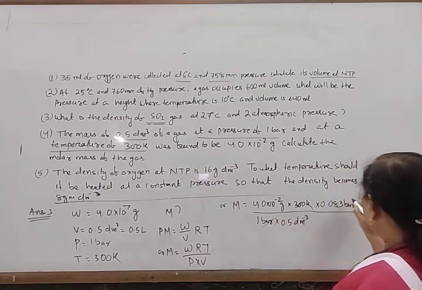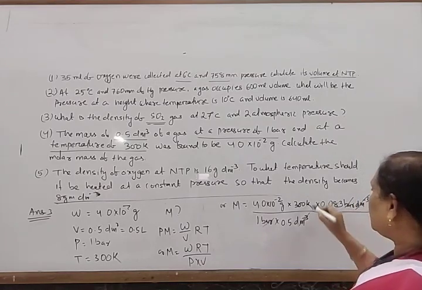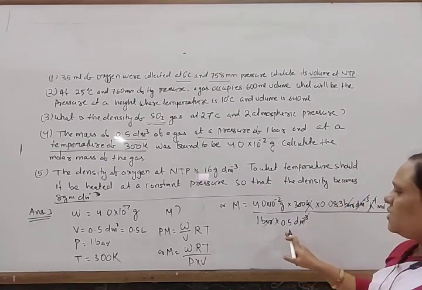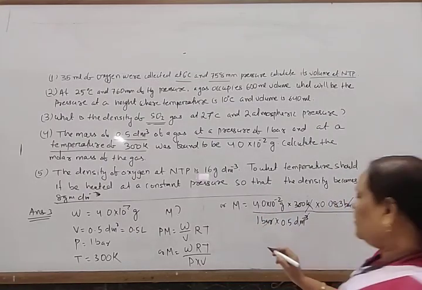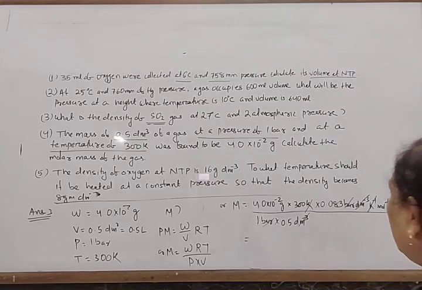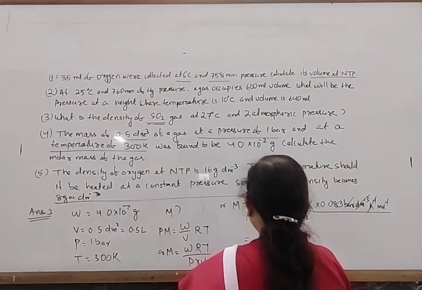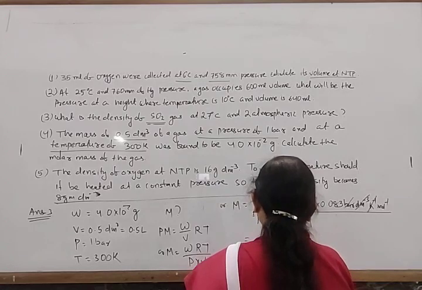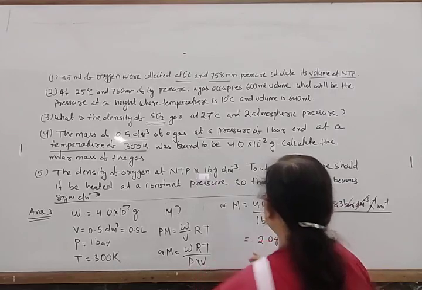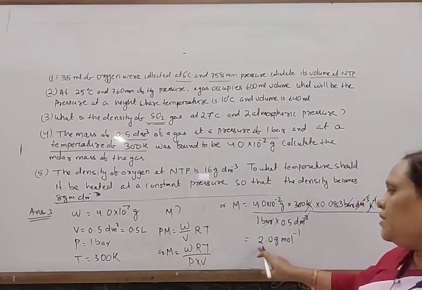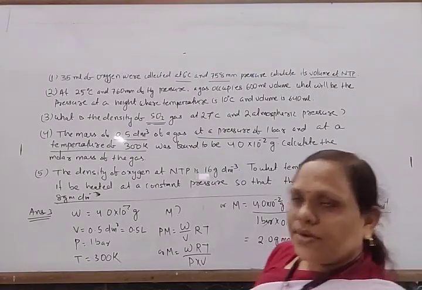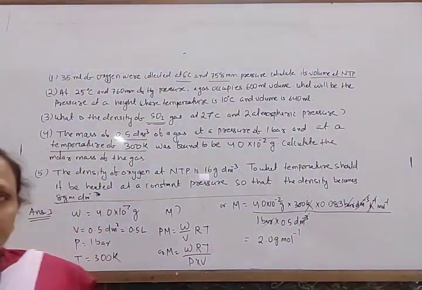So the bar unit, dm cube, Kelvin, all these cancel. Then multiply all this and divide it by 0.5. This calculation is easy. So the molecular mass you find is 2.0 gram mole inverse, and the gas is hydrogen.